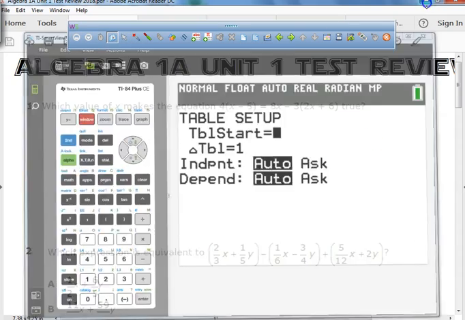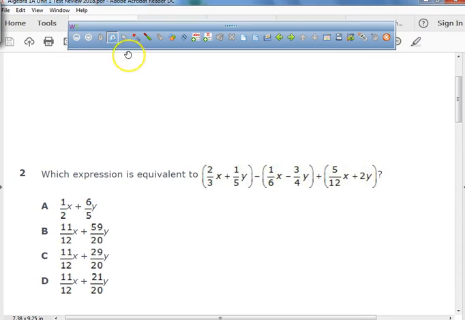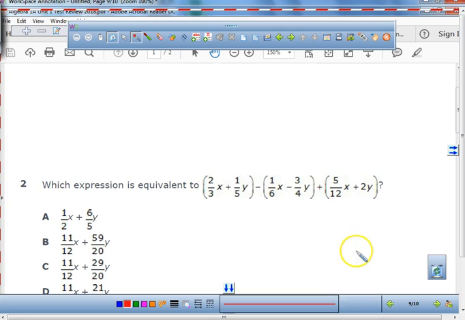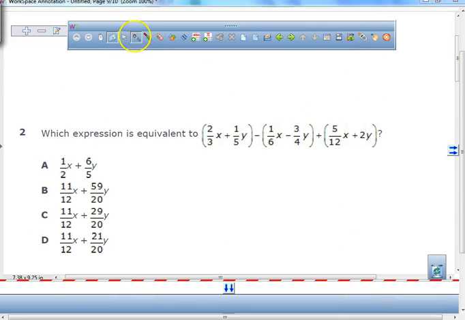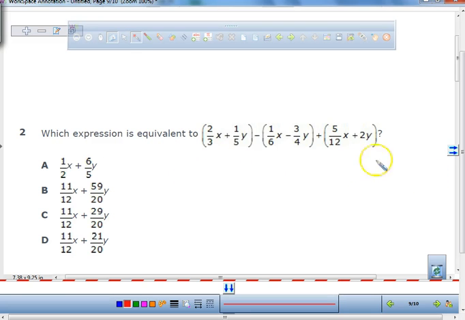All right. Now, we're moving down to number 2. All right. On this one, there's only one thing that you really have to worry about. You just have to combine like terms. You see that minus sign right here? You need to distribute that negative sign to both numbers. A plus sign you don't really have to worry about. So here's what you have. You have 2/3 x plus 1/5 y.